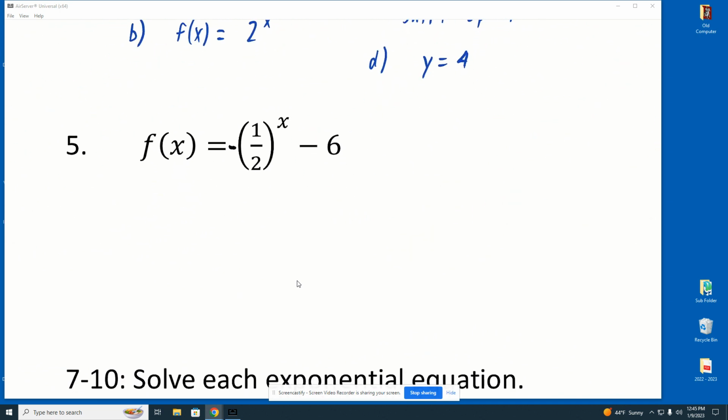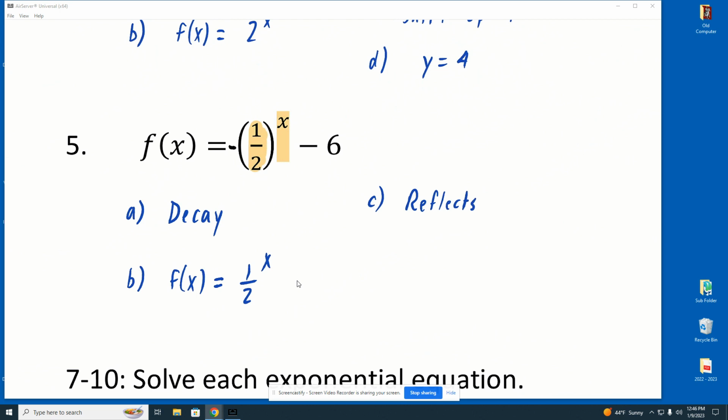Okay, number 5. Find the variable in the exponent spot and its base. Is this exponential growth or exponential decay? Definitely decay. What is the parent function? 1/2 to the x power. Everything that's not that is a transformation. So what does that thing out front tell me? It reflects over the x-axis.